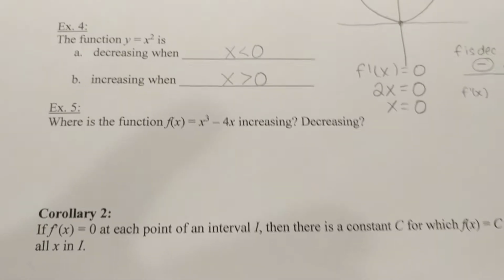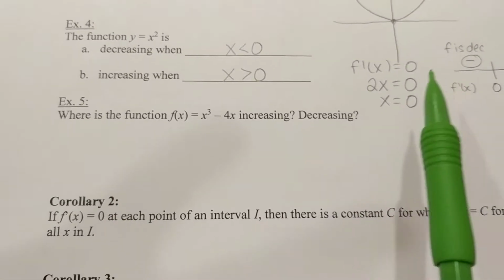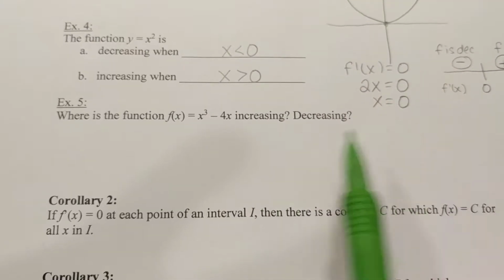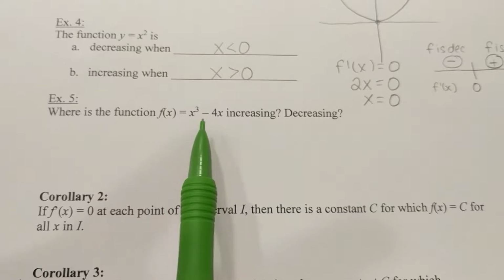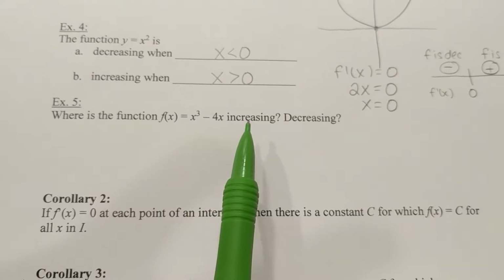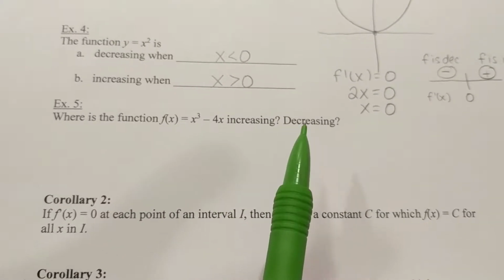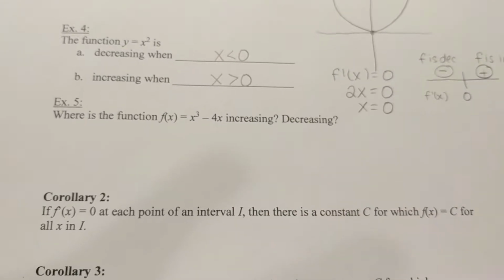So using that technique, using a sign chart, using those critical points, I want you to decide, where is the function x cubed minus 4x increasing and decreasing? Use a sign chart.